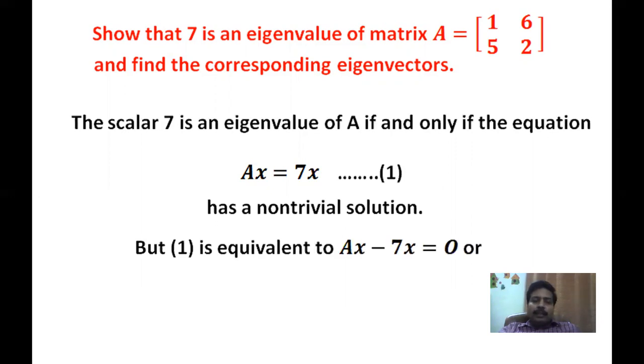So this can be equation number 1. Ax is equal to 7x can be written as Ax minus 7x is equal to 0, or (A minus 7I) times x is equal to 0. So if A minus 7I is denoted by some matrix B, then it is in the form of Bx is equal to 0. So we need to just find the solution for the equation Bx is equal to 0, which is nothing but the null space of B. Here, null space of A minus 7I.